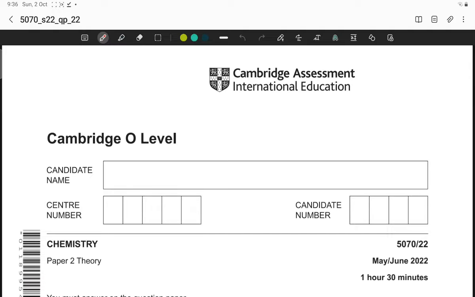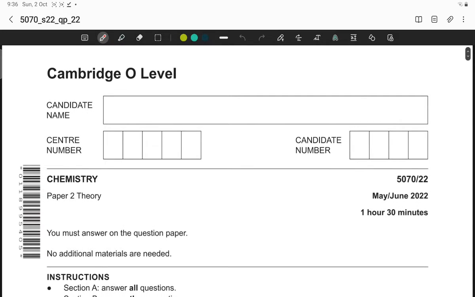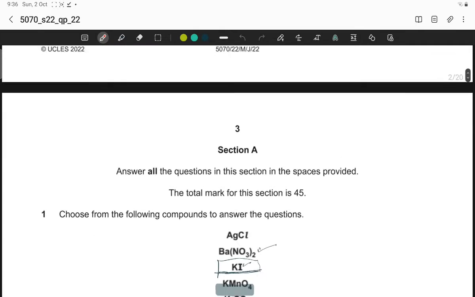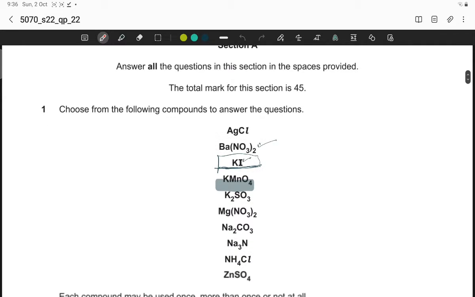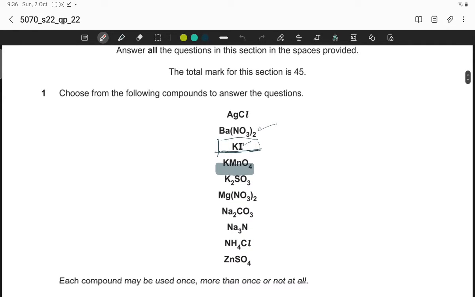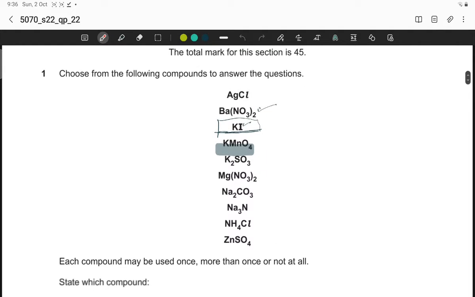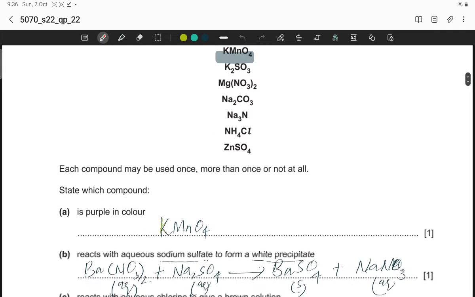Today I will discuss Cambridge O level paper 507022 May June. Let's start. Question number 1, answer all the questions in this section in the spaces provided. The total marks for this section is 45. Choose from the following compounds to answer the question. Each compound may be used once, more than once, or not at all. State which compound is purple in color.